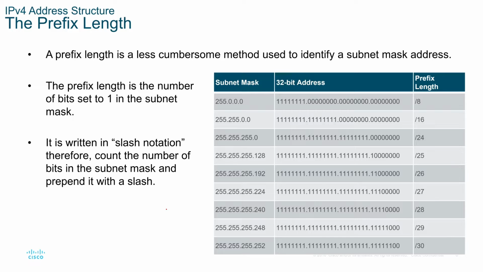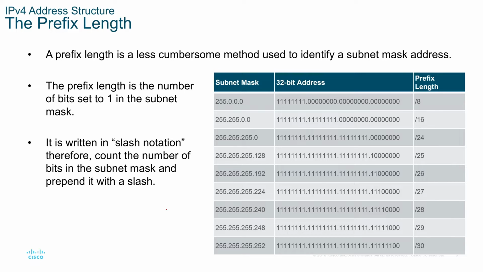We use a slash notation or prefix length to indicate how many consecutive ones are in the subnet mask. Such as in this example, a /8 would have the first octet all ones, while the last 3 octets would be all zeros. So only the first octet is network. The last 3 octets are host.